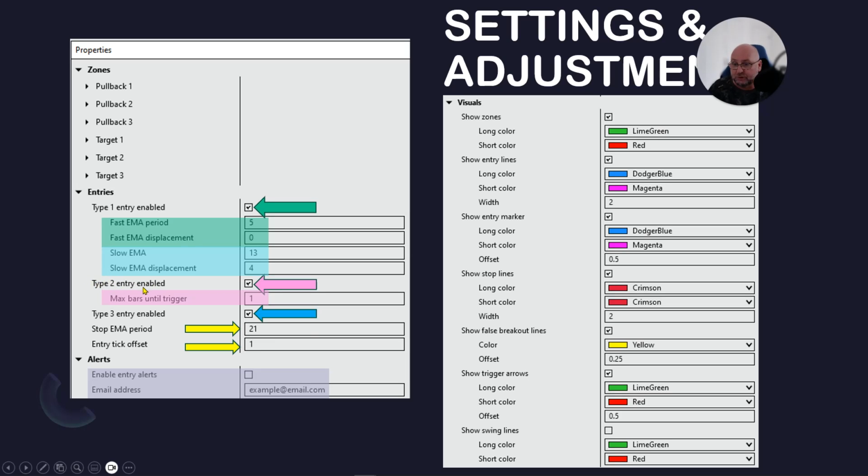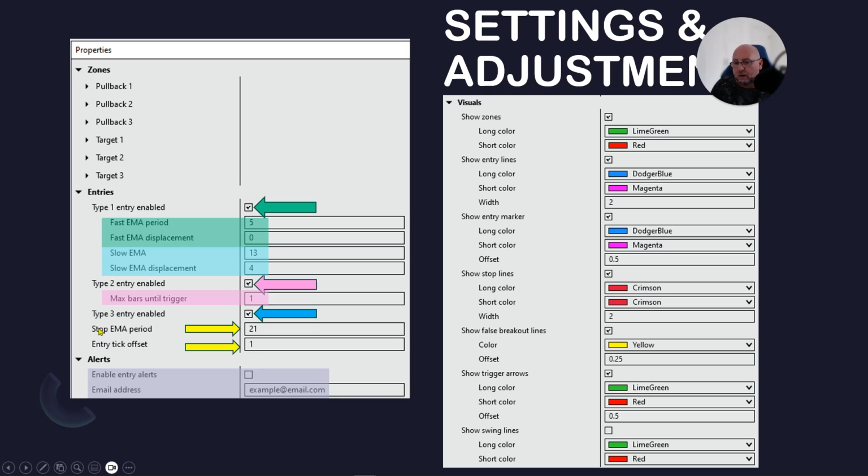The next one is the type 2, entry enabled with a checkbox there. The only adjustment we've got on there is the max bars until trigger. So 1 is the default. When we go on to explain what the type 2 trade is, you will understand why I only want 1 candle in. So it's 1 candle in, 1 candle out of the area, and that's very important. The type 3, you can enable or disable that. There's no settings for it.